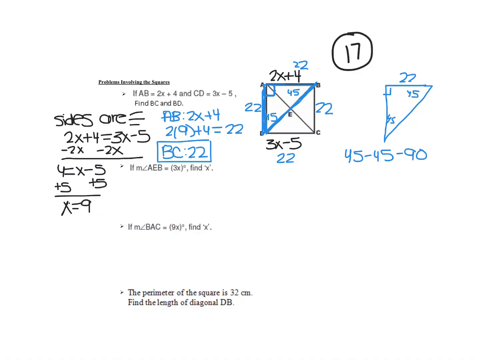We know that each of the legs are 22. Okay, and that means that we have to find the hypotenuse. So remember, the hypotenuse is equal to the leg times radical 2. So it would be 22 radical 2. And that would be what BD is. 22 radical 2.